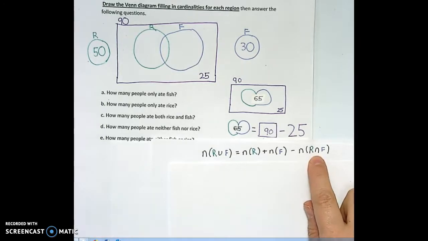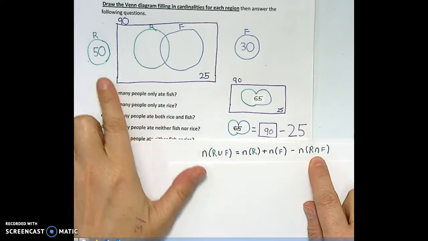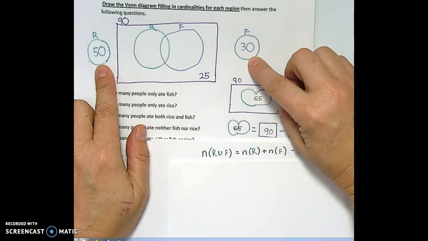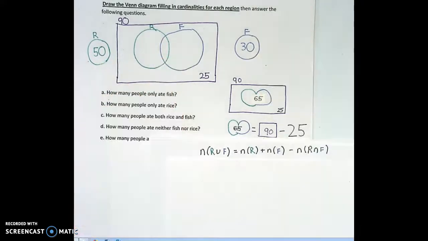So the reason we've got to subtract that is if you count all of these guys and all of those guys, what did we do with these guys? Wouldn't it count the people who ate both rice and fish twice? Yeah, it would double count them, so that's why we subtract them. Let's do some pictures for that.